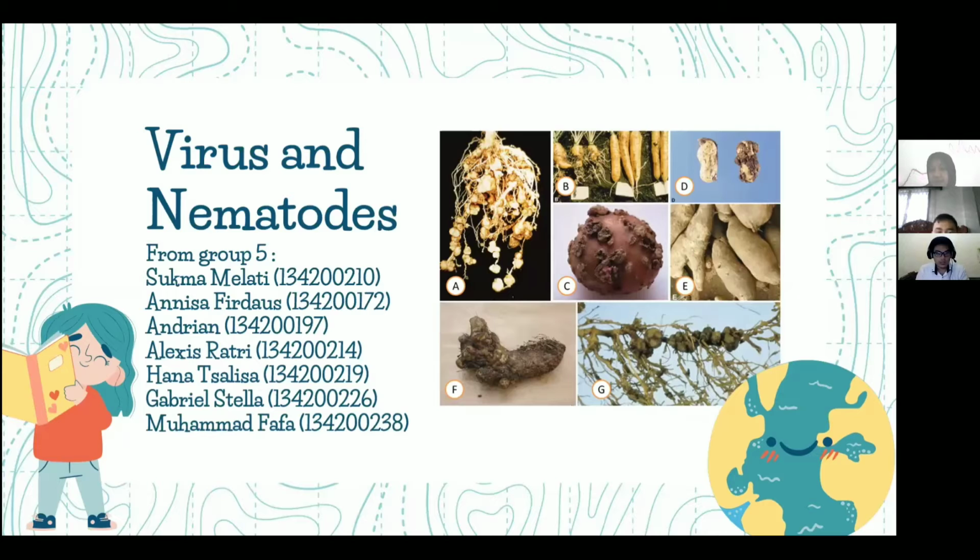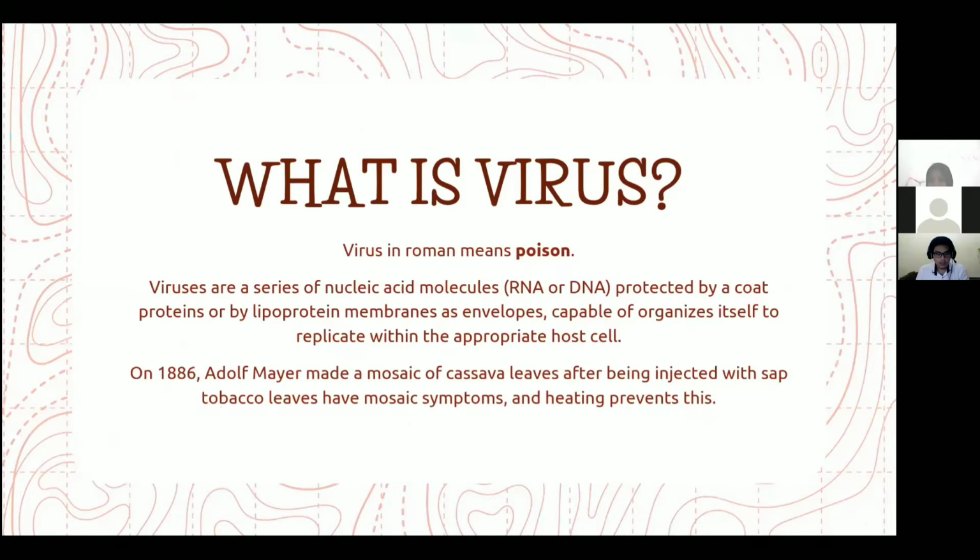What is a virus? Virus in Latin means poison. Viruses are a series of nucleic acid molecules, RNA or DNA, protected by a protein coat or by lipoprotein membranes as envelopes, capable of organizing itself to replicate within the appropriate host cells. In 1886, Adolf Mayer made a mosaic of leaves after injecting sap from tobacco leaves that had mosaic symptoms, and heating prevents it.